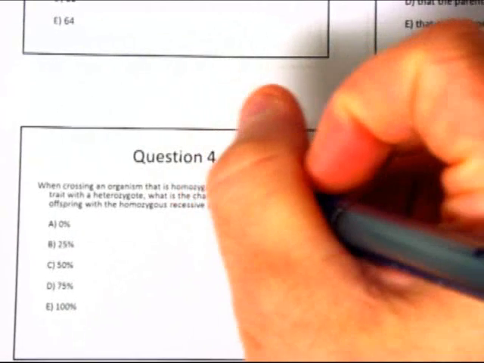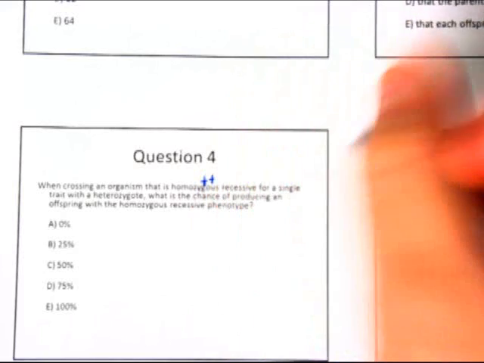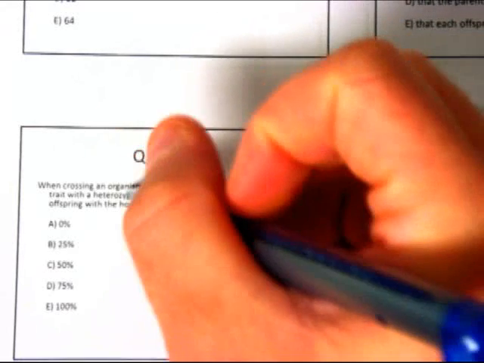So let's go through this next one. It says when crossing an organism that is homozygous recessive, and I'm thinking homozygous recessive is going to be little t, little t. Homozygous means the same, recessive means little t's. For a single trait with a heterozygote, so that heterozygote is going to be big T, little t. What is the chance of producing an offspring with a homozygous recessive phenotype?